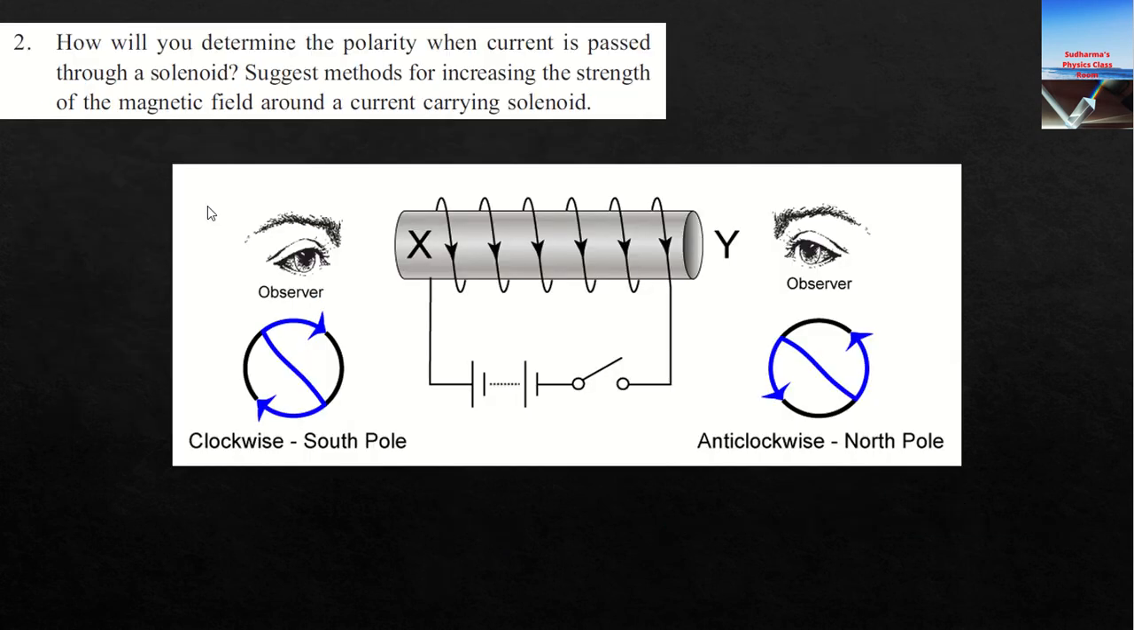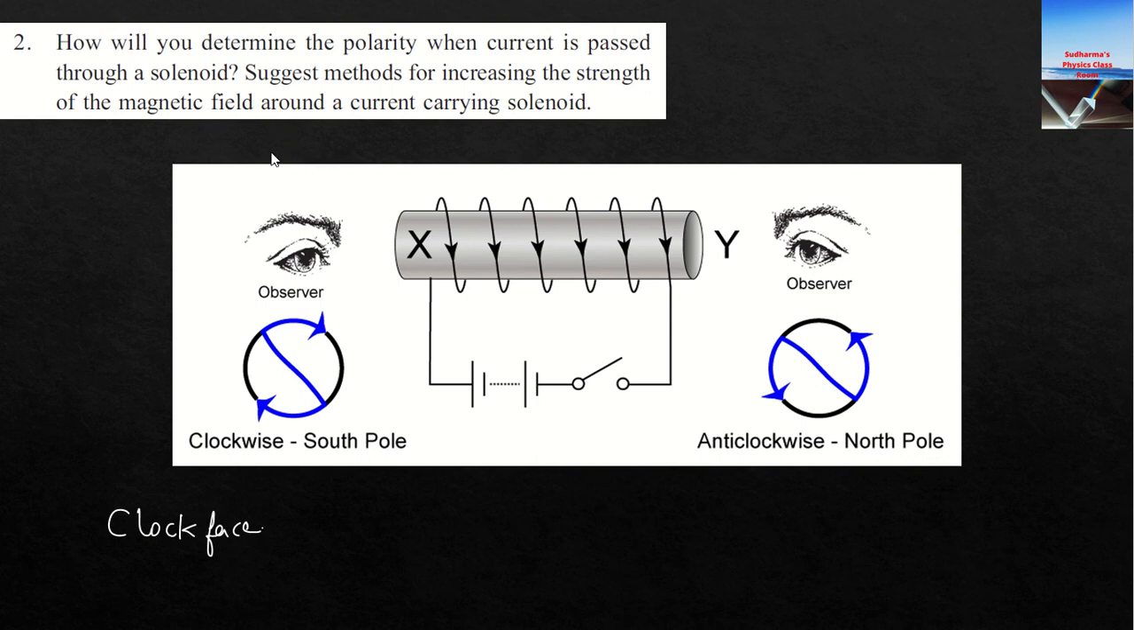Now let's move on to the second question. How will you determine the polarity when current is passed through a solenoid? Suggest methods for increasing the strength of the magnetic field around a current carrying solenoid. This we have already discussed while discussing the chapter. To determine the polarity of the solenoid magnet, we can use the clock face rule. According to the clock face rule, if the current is flowing in the clockwise direction, that side will be the south pole of the magnet, and if the current is in the anti-clockwise direction, that is the north pole of the magnet.